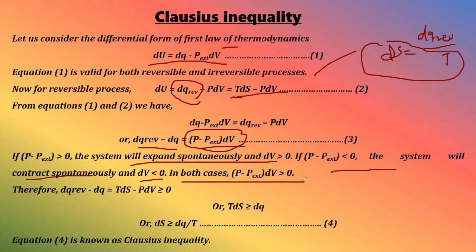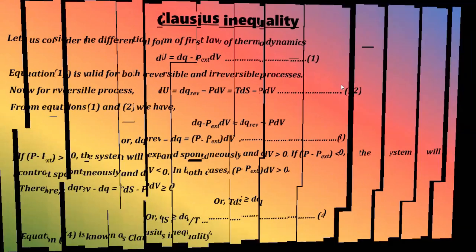Okay, in both cases p minus p external dV is greater than 0, therefore this total thing becomes greater than equal to 0. Okay, now under this condition dS becomes greater than dq reversible by T. That is what is given here. And this particular thing is called Clausius inequality. Okay, so this is also quite important for us, so we need to do it, we need to understand it, right? Clausius inequality.